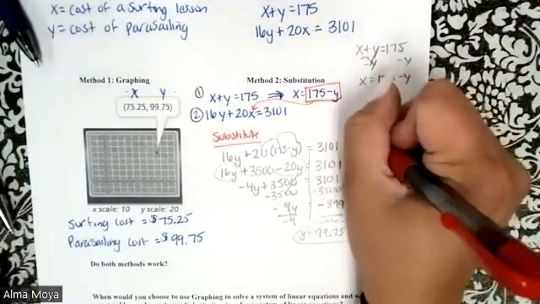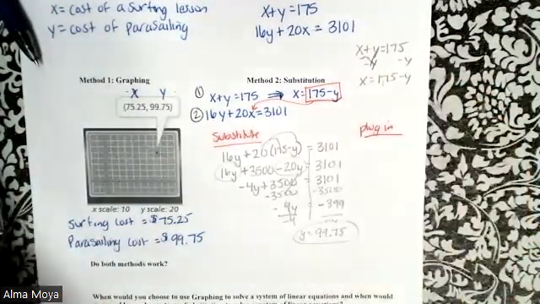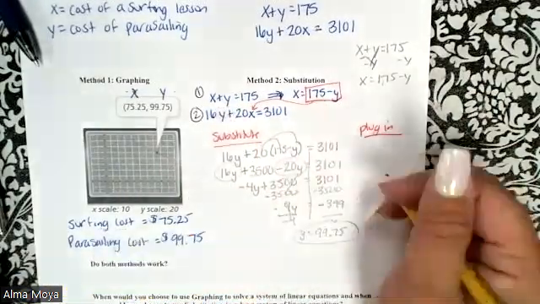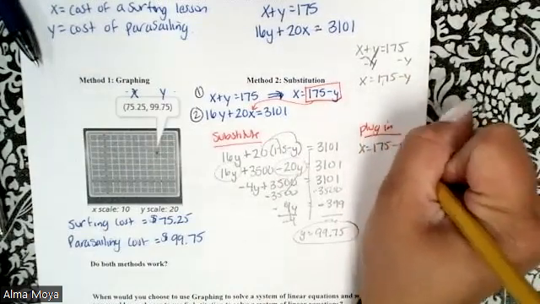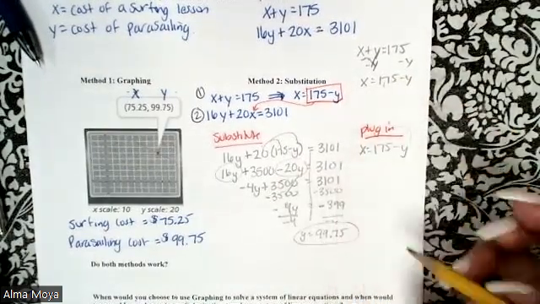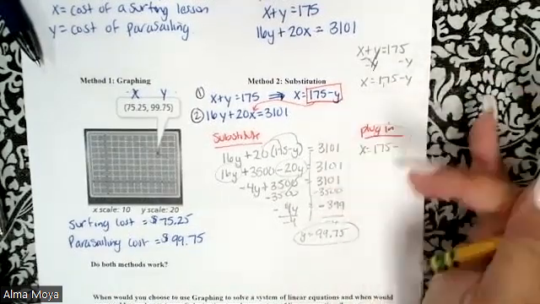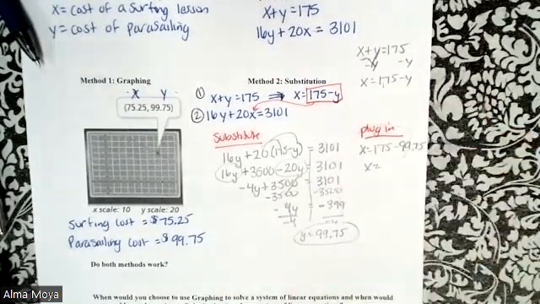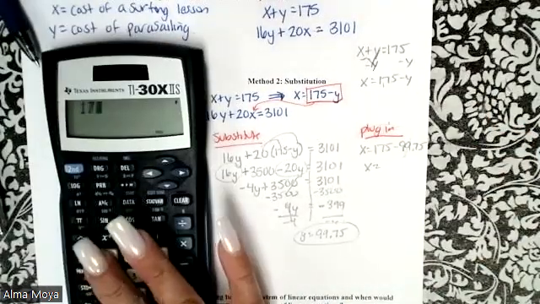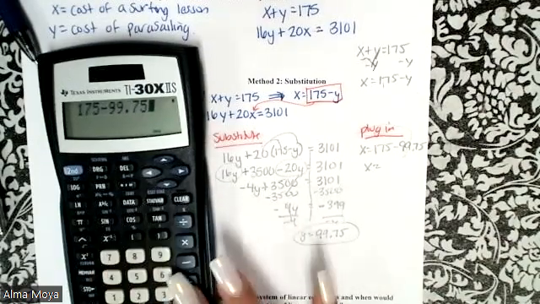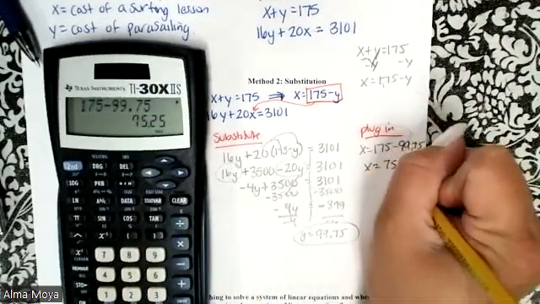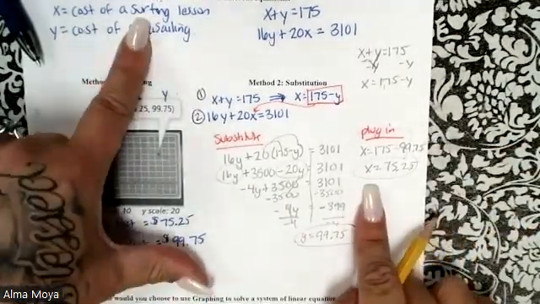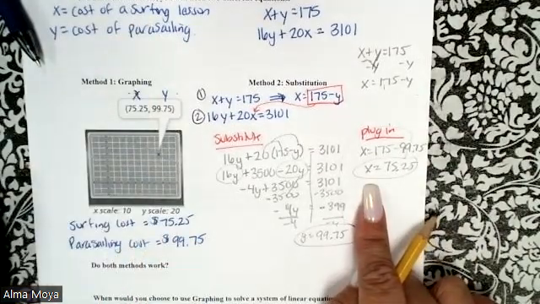Next step is to plug in. Now, when you plug in, it doesn't matter. You can plug it into this one or this one because they're the same thing. I'm just going to plug it into this one because the X is already isolated. And Y equals 99.75, so I'm going to put that in. So 175 minus 99.75 equals 75.25. So X represents the surfing, and surfing costs $75.25.